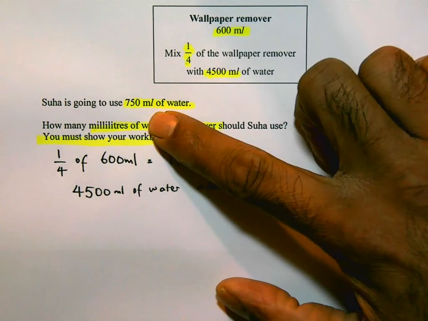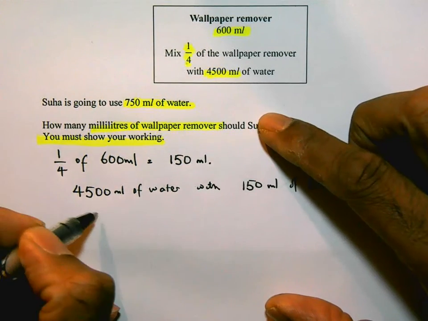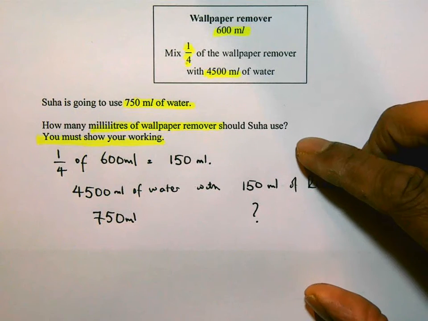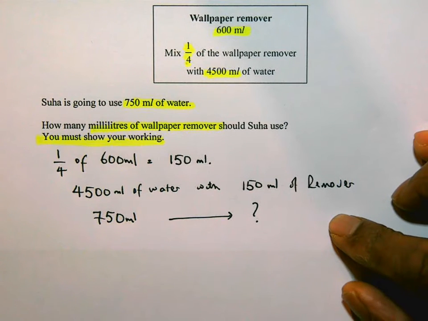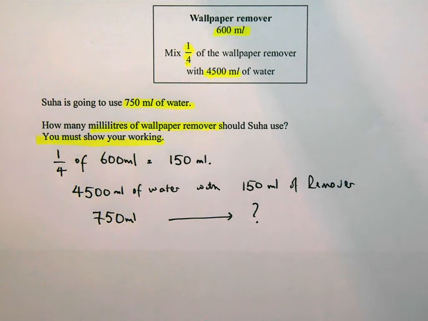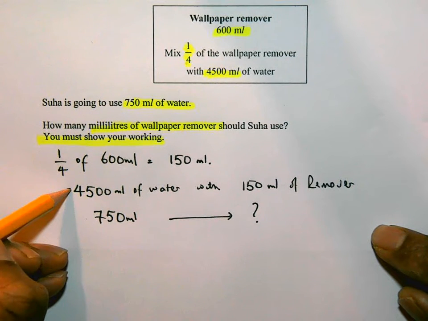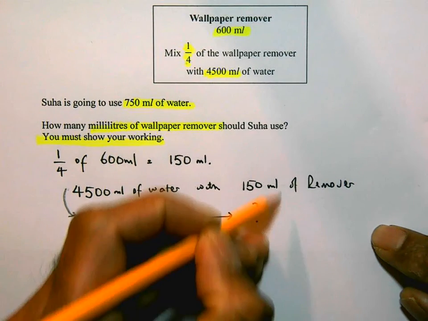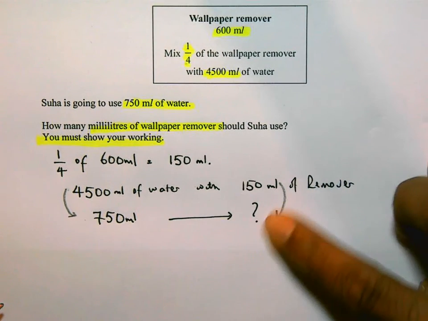In the question, it says she's going to use 750 ml of water. So if she uses 750 ml of water, I need to work out how much wallpaper remover she needs to use with that. That's the bit of maths that I need to think about. Now I'm going to work out how many times 750 goes into 450. I need to think about that proportion, and then if I do the same proportion to 150 ml of wallpaper remover, I'll be able to work out what I need here.